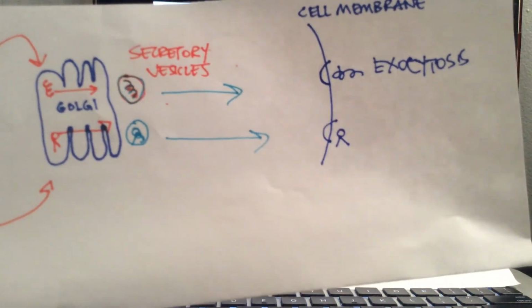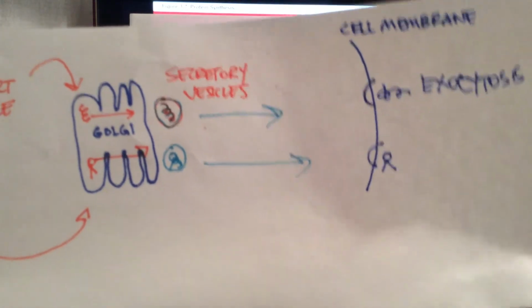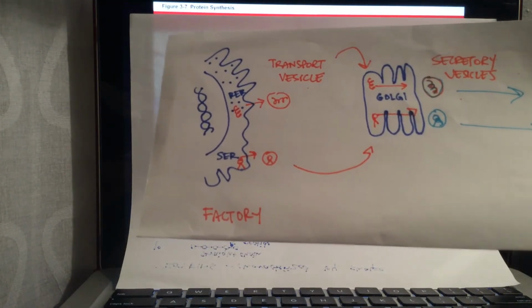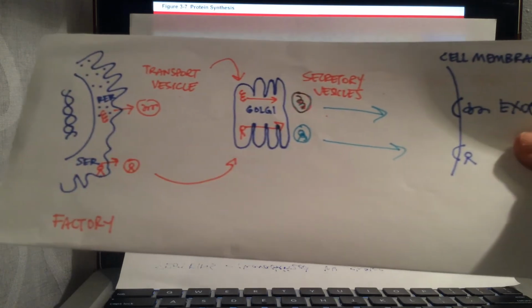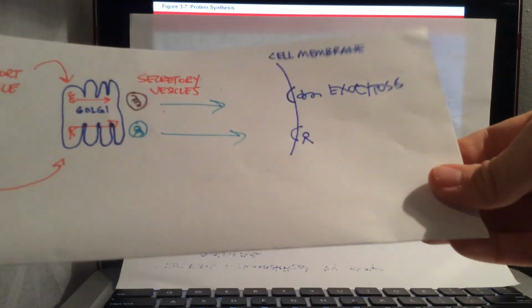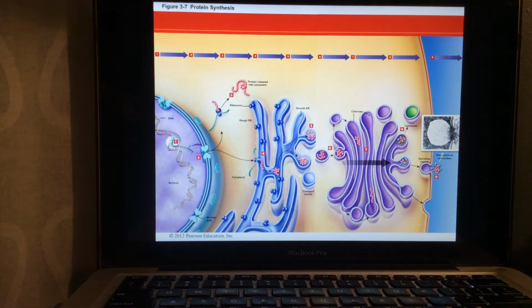And one thing that we haven't talked about is the lysosome. And again, we'll touch on that in just a little bit. All right, so endoplasmic reticulum is going to be the factory with transport vesicles going to the Golgi apparatus with the secretory vesicles. And then finally, it's going to be expelled out of the cell through exocytosis. Okay, so now we can look at this more complex picture and hopefully understand it a little bit better.